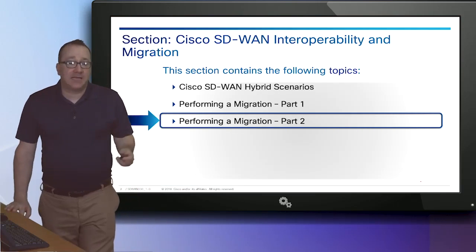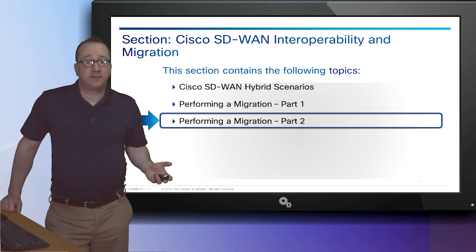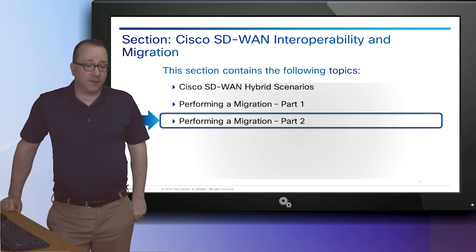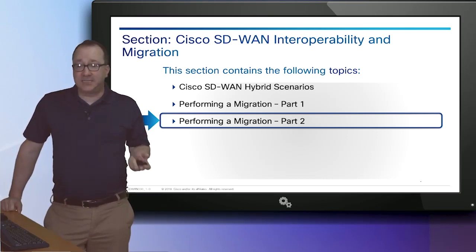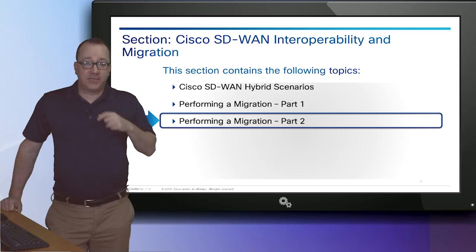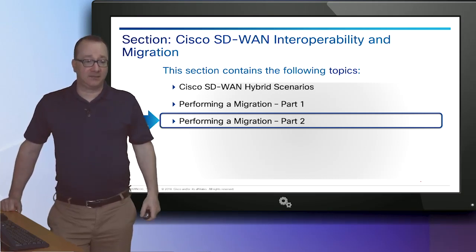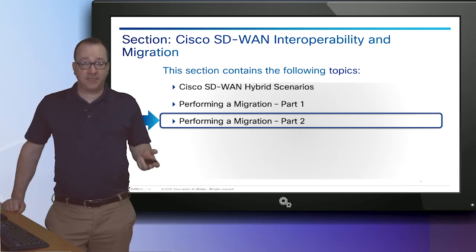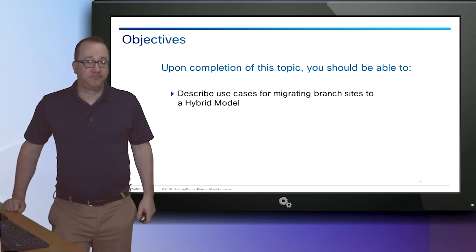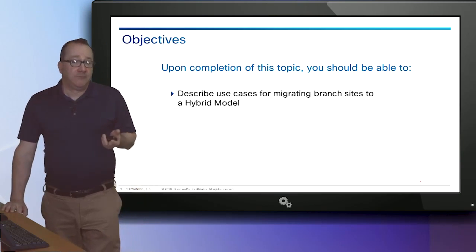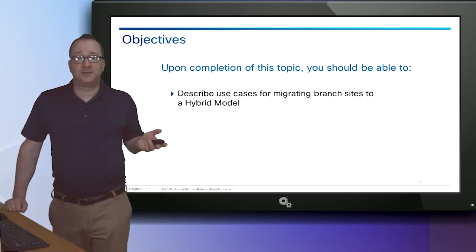So in many networks, SD-WAN isn't going to be deployed in a greenfield environment, which is why it's important to understand how to introduce that into an operational network. We're going to discuss various migration scenarios, which includes introducing SD-WAN into the data center, and introducing SD-WAN into the branch offices, and replacing all those legacy customer edge devices and ensuring coexistence of traditional WAN and SD-WAN devices. Once you're done here, you should be able to describe those use cases for migrating those branch sites to a hybrid model.